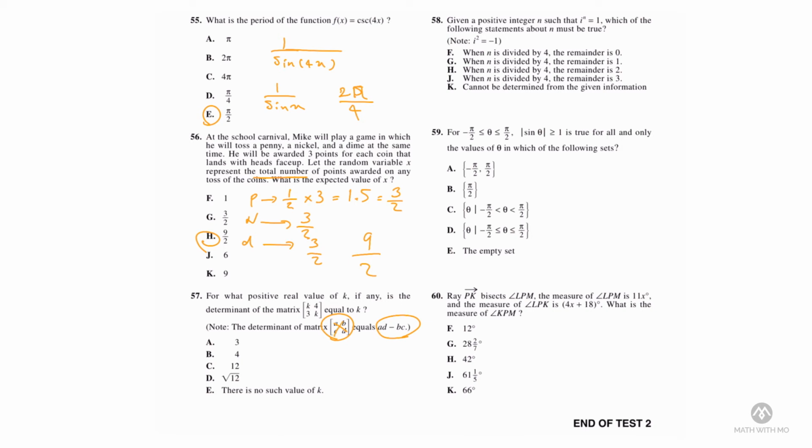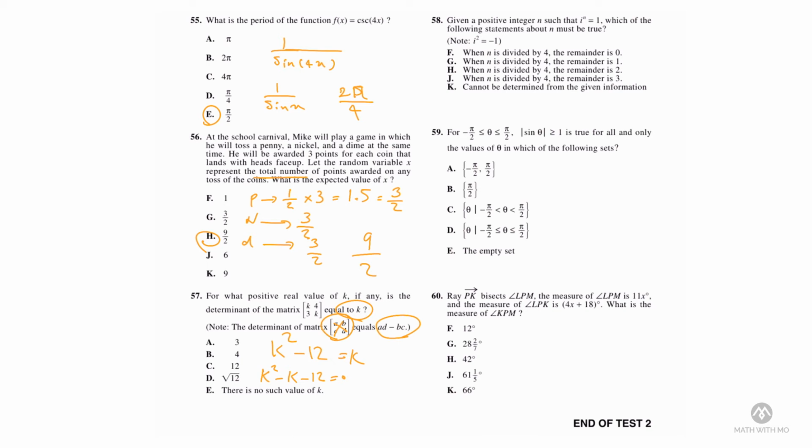So k times k minus 3 times 4, which is 12. It should be equal to k, because that's what we want. So if we find k from here, we're done. So k squared minus k minus 12 equals 0. So from here, I use the quadratic formula.